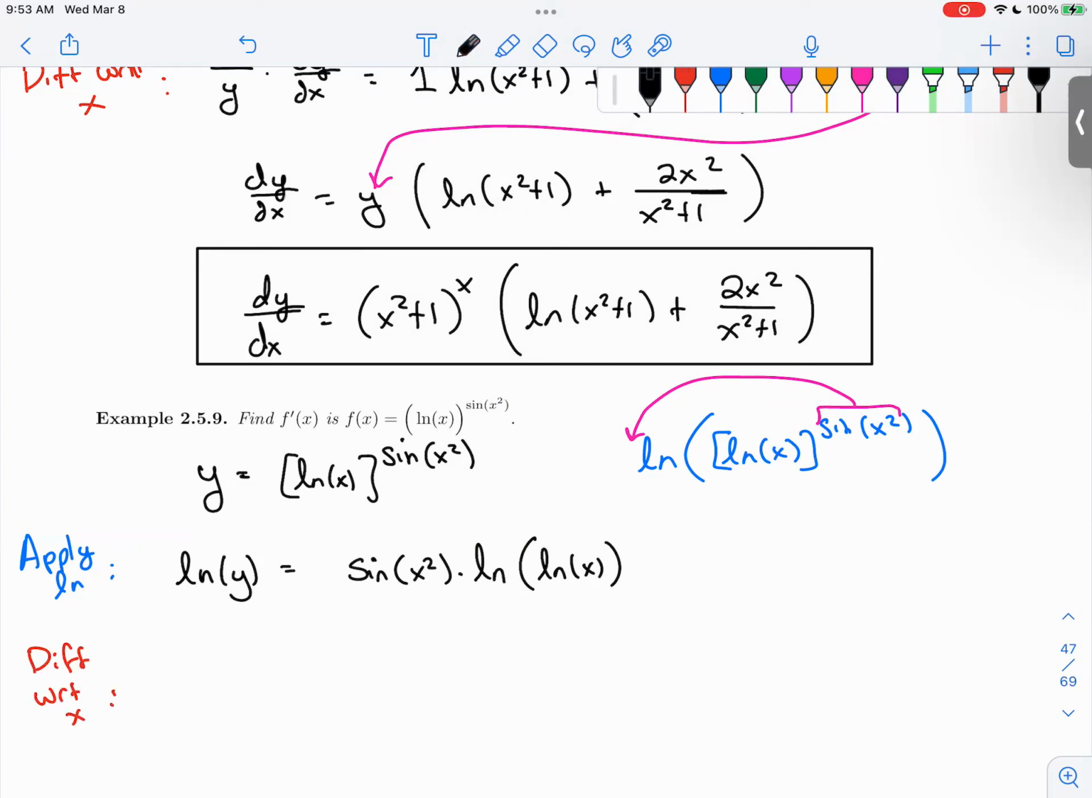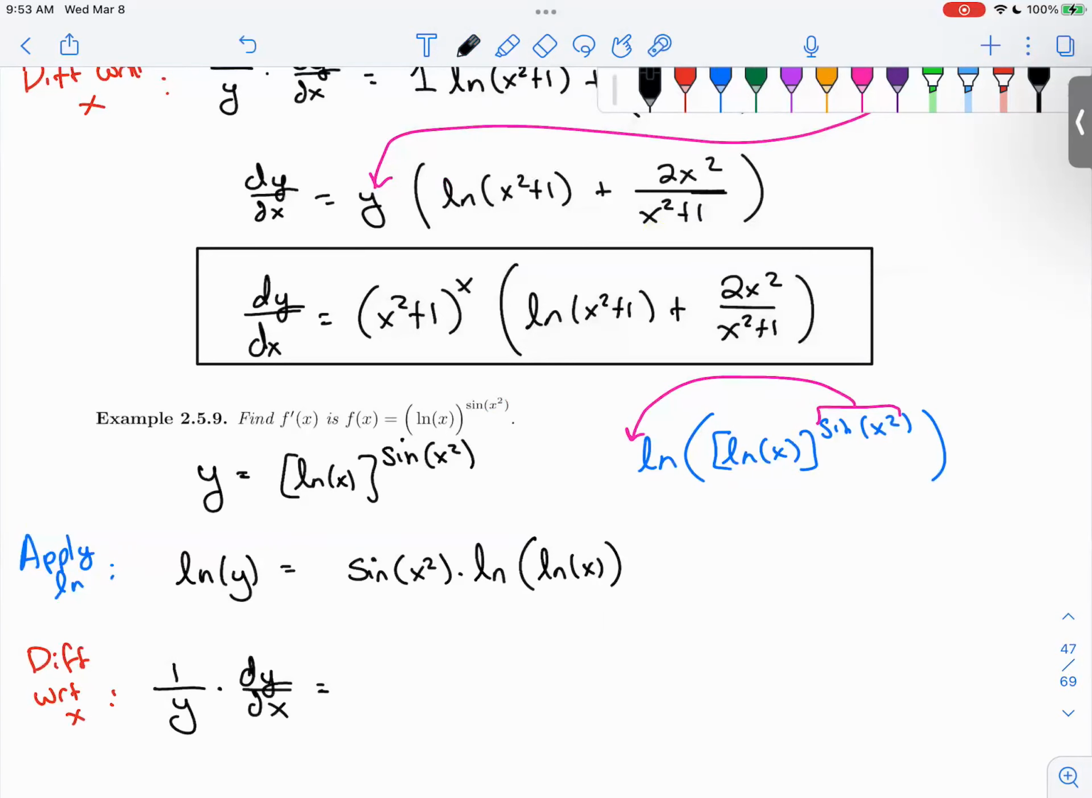Or you can write d/dx if you want to, but the derivative of natural log of y, that's implicit differentiation. y is being thought of as a function of x. So it's going to be 1 over the inside, so 1 over y, times dy/dx.